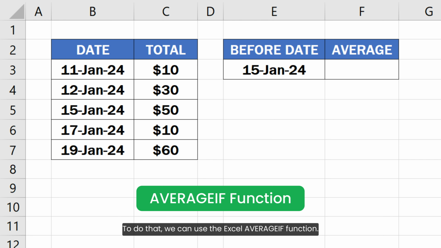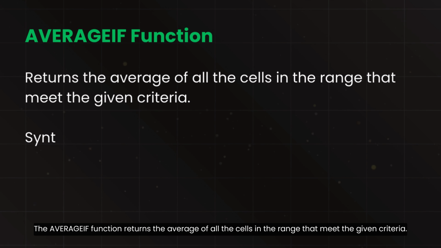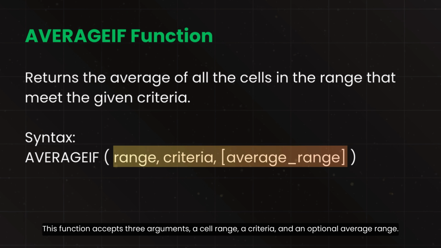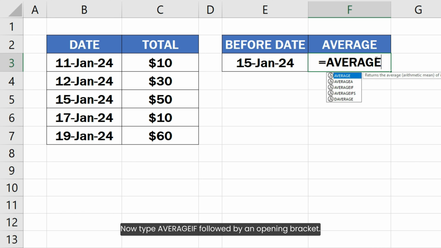To do that, we can use the Excel AVERAGEIF function. The AVERAGEIF function returns the average of all the cells in the range that meet the given criteria. This function accepts three arguments: a cell range, a criteria, and an optional average range. Let's type an equal sign in the target cell to start the formula. Now type AVERAGEIF followed by an opening bracket.